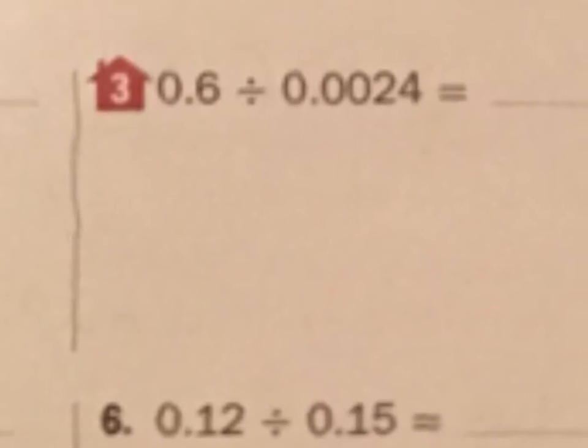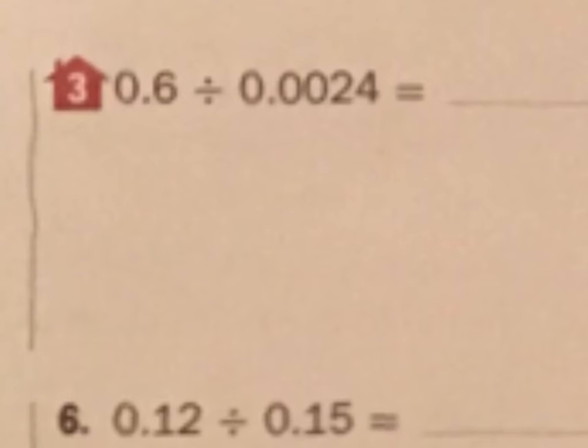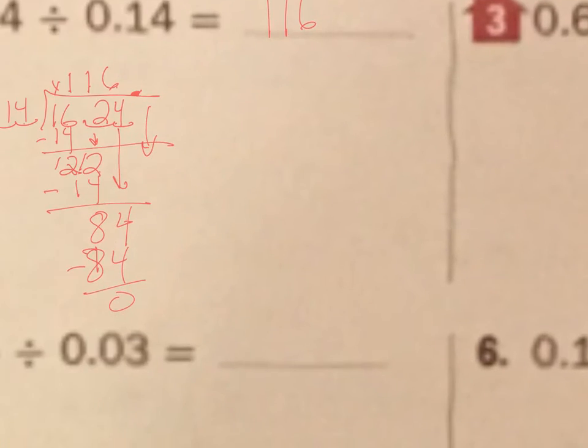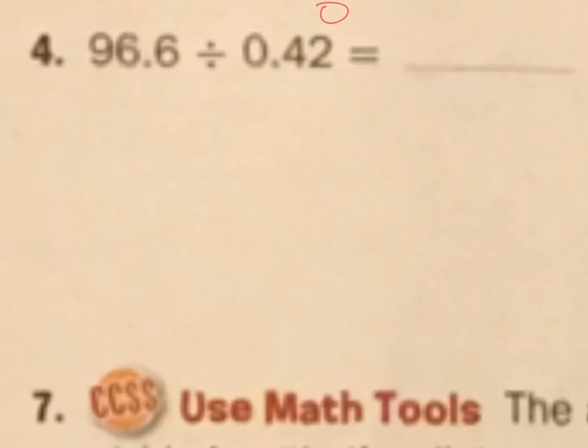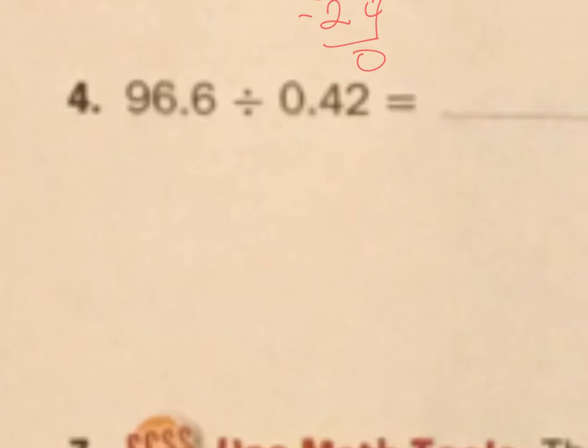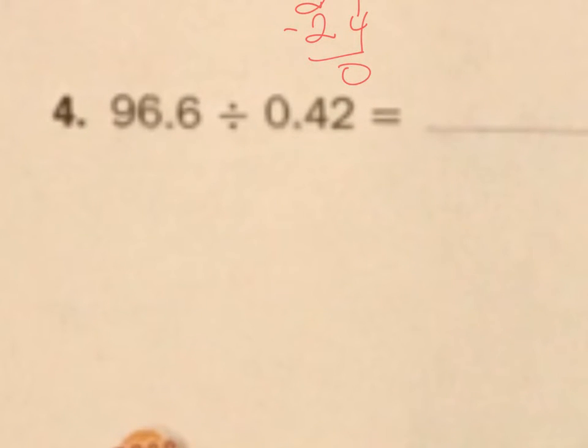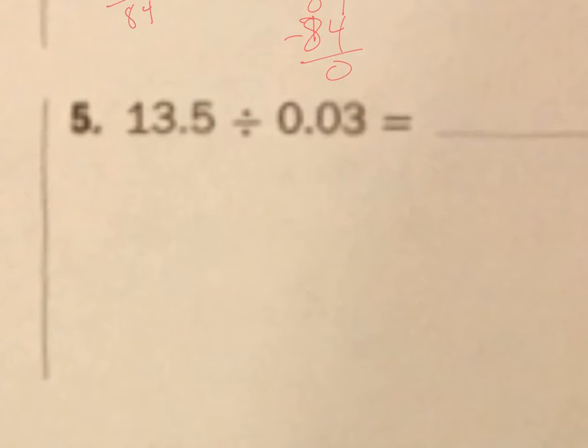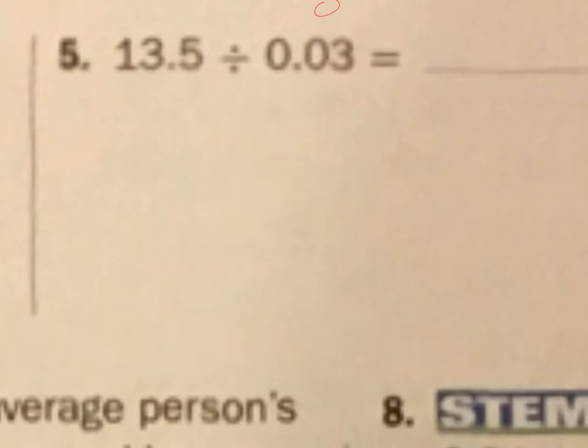All right. If you do 0.6 divided by 0.0024, hopefully you did that. The answer you'll get is 250. If you have any questions, come see me. This one, I'll give you the answer for this one, 230. Hopefully you got 230. If you didn't, try again. And now these number 5 and 6 I'll do with you.